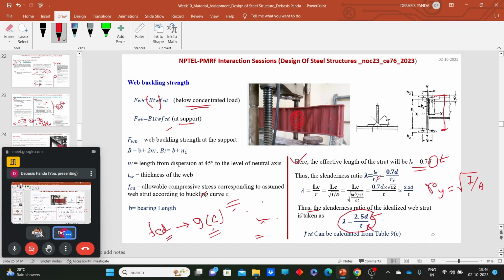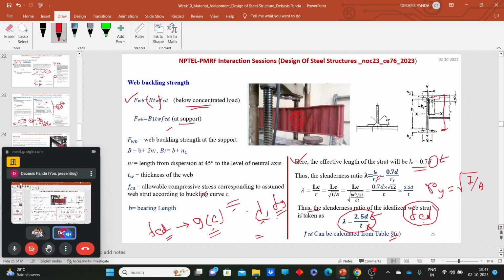Now, when we have the lambda value and the fy value, we can easily calculate the value of FCD, the design compressive strength, from Table 9C. And if we know the value of FCD, we can easily calculate the web buckling strength. Okay, that one is for web buckling.